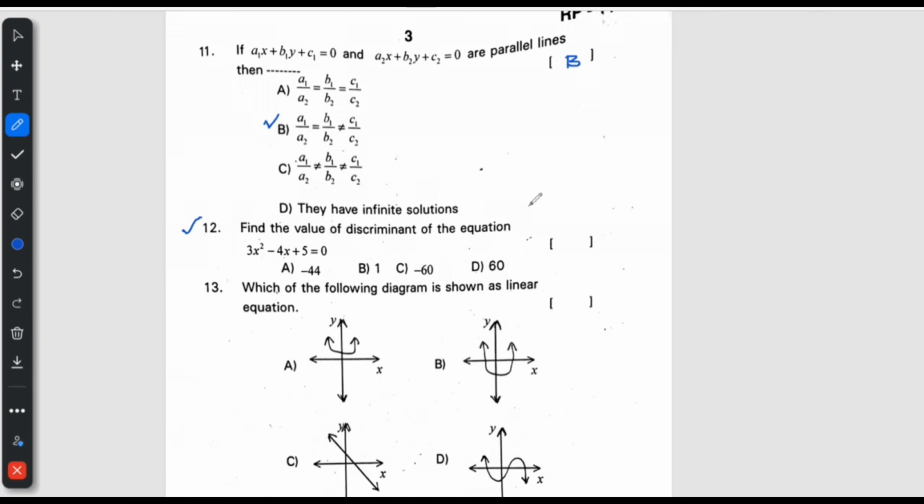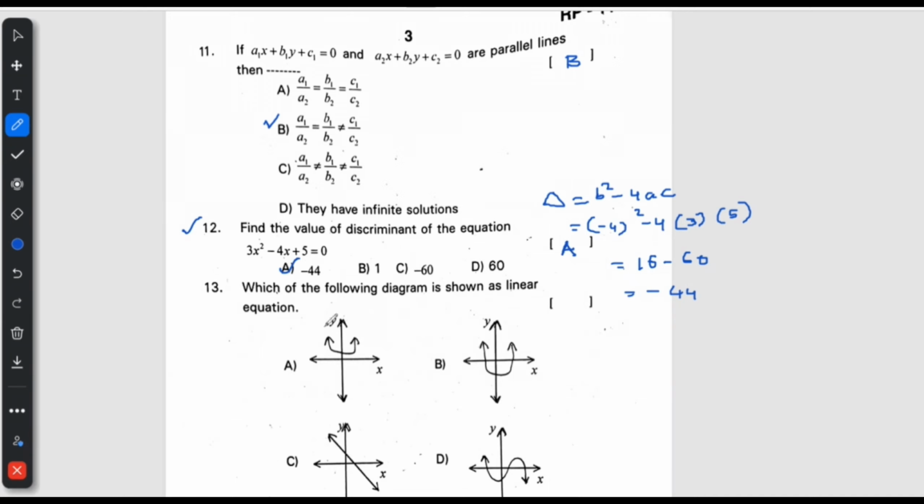Find the value of the discriminant of the equation 3x square negative 4x plus 5. For the discriminant, we know b square minus 4ac is the discriminant we can call. That is nothing but coefficient of x, that is negative 4 square, minus 4 times a, where a is the coefficient of x square, that will be 3, and c is the constant term, that will be 5. So negative 4 square will be 16, minus 4 times 3 is 12, 12 times 5 is 60. That answer will be negative 44. So we can choose option A.